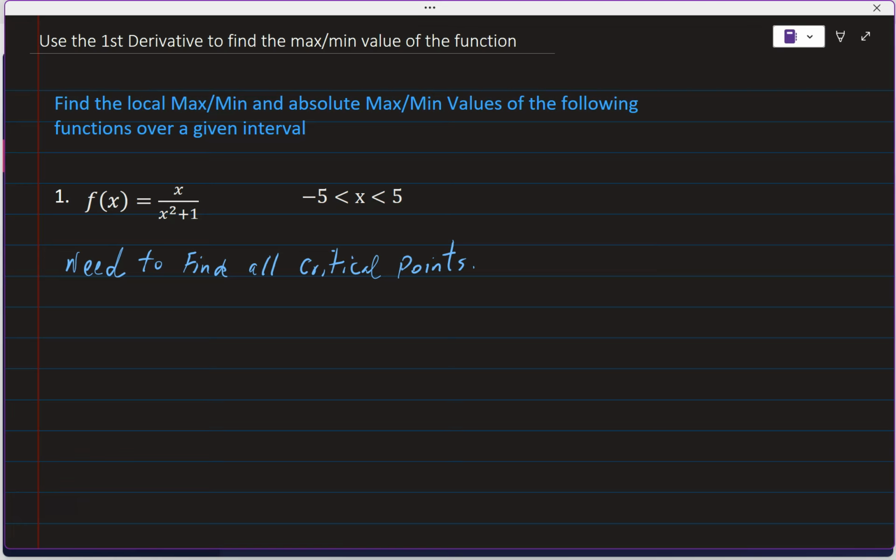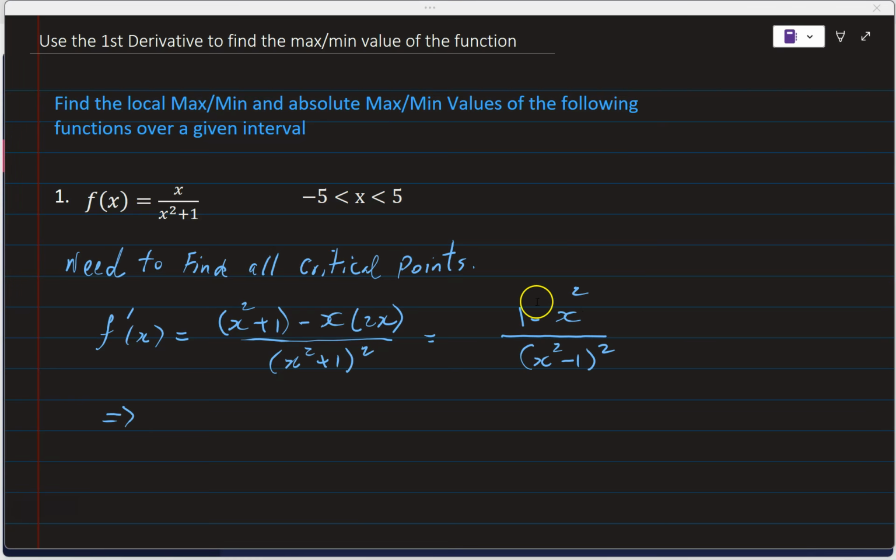So let's go ahead and do that. This is f prime of x equals, and you're going to use the quotient rule for the derivative, so make sure that you know how to do that. That's basically the derivative of the top, which is 1, times the function in the denominator, minus the numerator times the derivative of the bottom, all over the denominator squared. Excellent. Okay, let's go ahead and simplify. When you simplify it, you get 1 minus x squared over x squared plus 1, all squared.